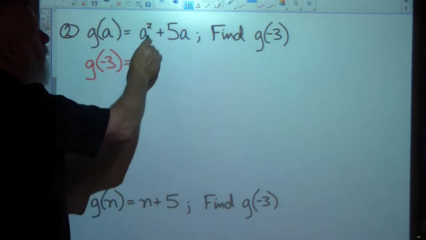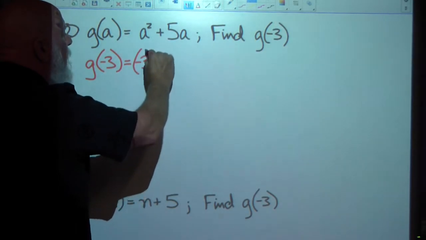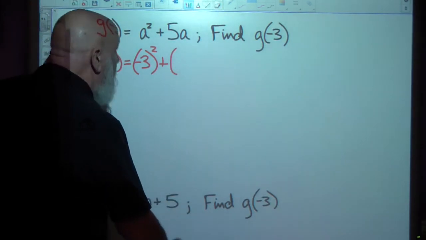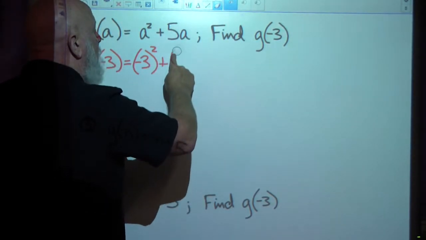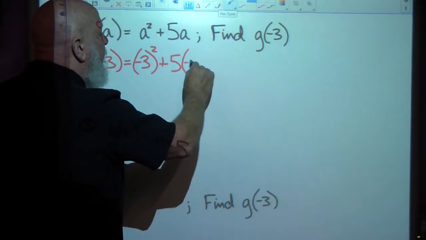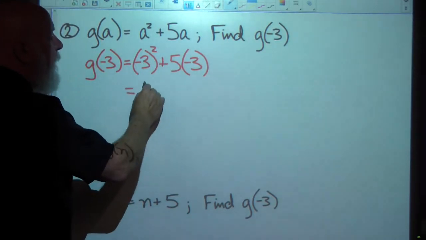So what we're going to do is go through this function, and wherever there's an a, we're going to replace it with a negative 3. And then perform these operations. Well, this is negative 3 squared, that's positive 9.